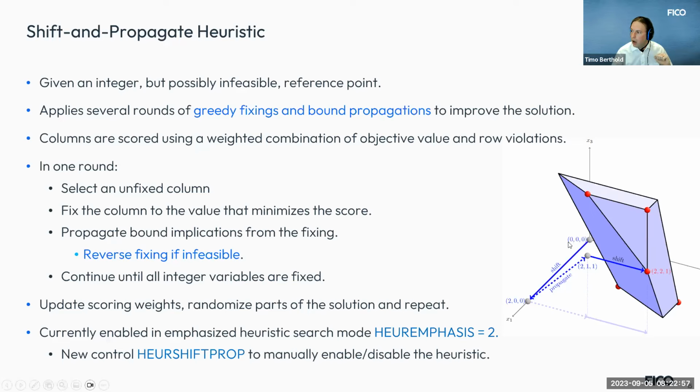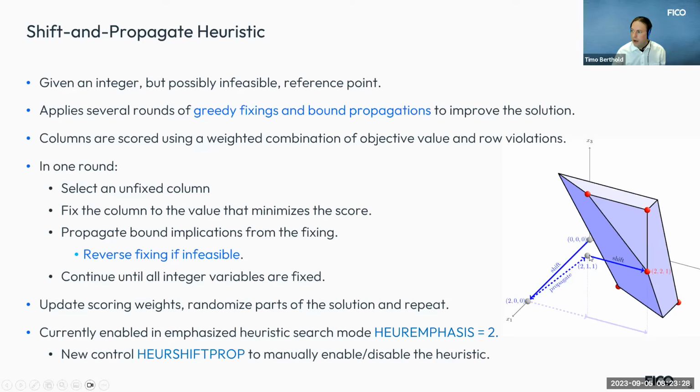You check how many rows are violated in each of the 3 dimensions here. You see that the most you can reduce the violations is if you push up the first variable here. So you would fix that 1 to 2. Then propagate the effect of these fixings. So one of the constraints would now tell you if this first variable is 2, then both of the other 2 have to be at least 1. This brings you closer to the integer hull.